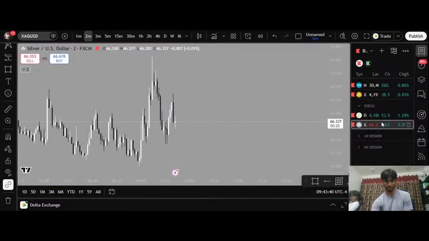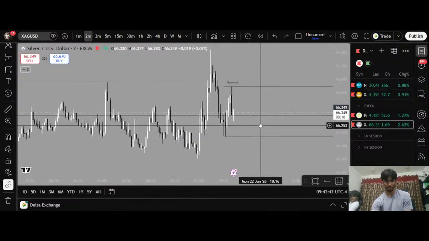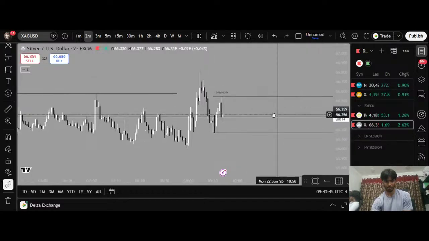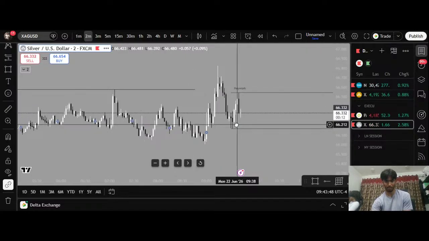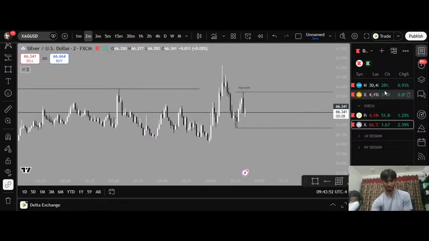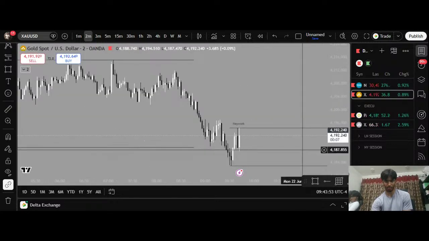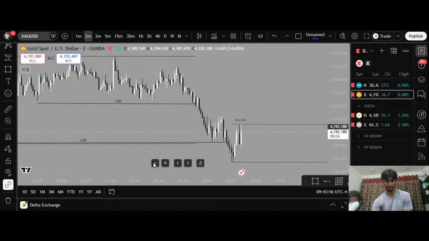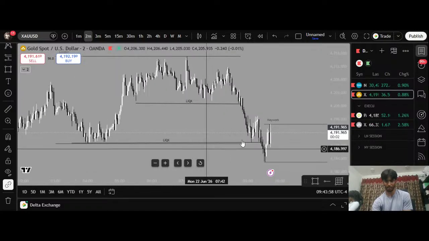Let me look at silver. See, we broke structure in silver, but we didn't sweep any liquidity here. So it's still not a good trading day. I would recommend just taking your hands off, protecting your capital for today.